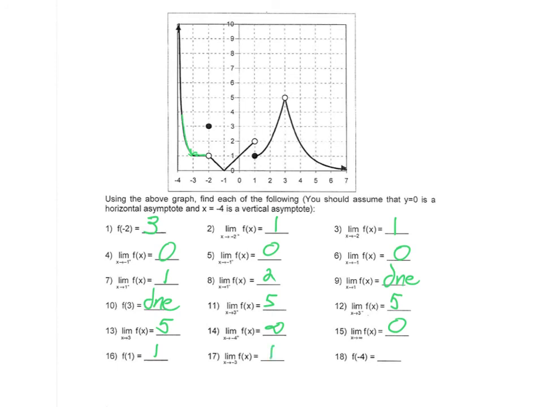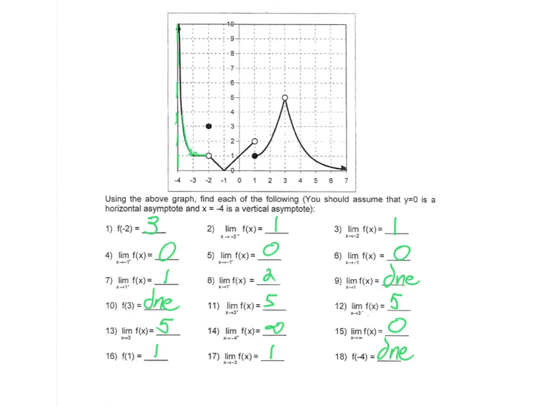And 18, f of -4, what is the value of the function at -4? Well, we just said a minute ago that we can assume a vertical asymptote here. And we know from our work on rational functions that no value exists on the vertical asymptote. So if no value exists at the vertical asymptote, we would say that f of -4 does not exist, or DNE.